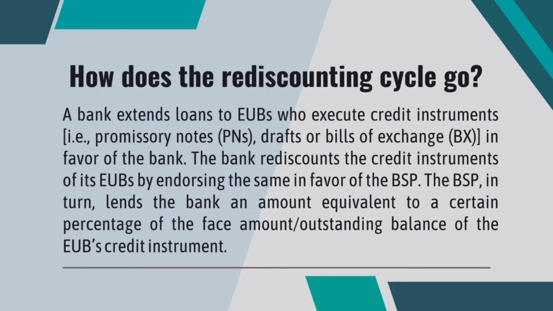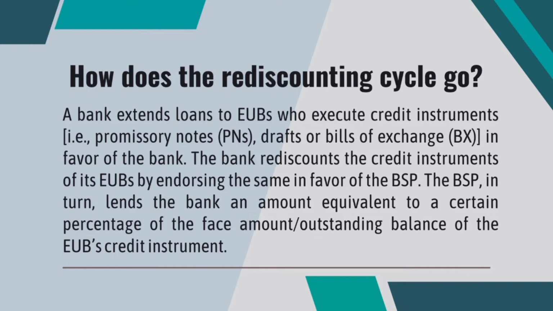How does the rediscounting cycle go? A bank extends loans to end-user borrowers who execute credit instruments, for example po yung promissory notes or PNs, drafts or bills of exchange or BX in favor of the bank. The bank rediscounts the credit instruments of its end-user borrowers by endorsing the same in favor of the BSP. The BSP, in turn, lends the bank an amount equivalent to a certain percentage of the face amount or outstanding balance of the end-user borrower's credit instrument.